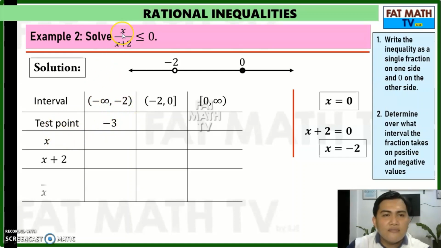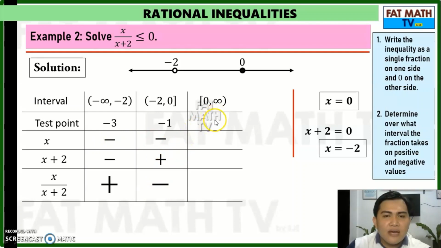And let's solve for the value of x and x plus 2 and the quotient. Okay? So when x is -3, so this x is -3, so that's a negative. When x is -3, -3 plus 2 is -1, that's also a negative. Negative divided by a negative is positive. And then identify a value in this interval. Let's say, for example, -1. So -1 for x, so that's negative. -1 plus 2, that's +1, so positive. So negative divided by positive is negative.